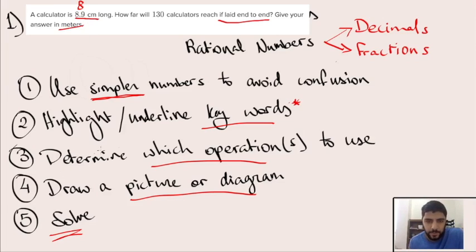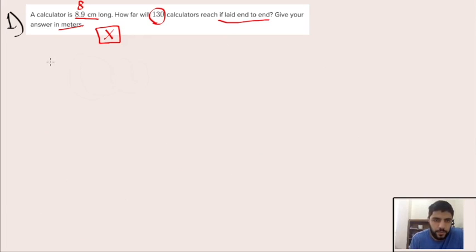And then it says determine which operations to use. Okay, so if I'm laying calculators end to end, and I'm using 130 calculators, I need to find the length of them. So in this case, I think multiplication would be a good operation to use. And then draw a picture or diagram. Of course, this could be pretty simple.